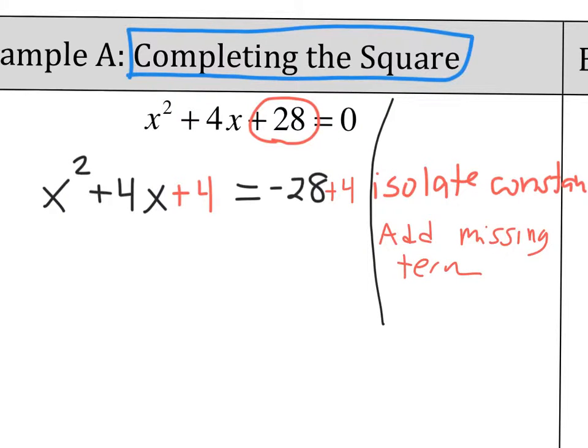Now what's nice is the left side will always, this is the point of completing the square, become a perfect square binomial like so. Again, you take the square root of this to get x, take the square root of this to get x, bring down the plus, which is right there. And over on this side, you simplify to get -24. Now, I'm going to take the square root of both sides.